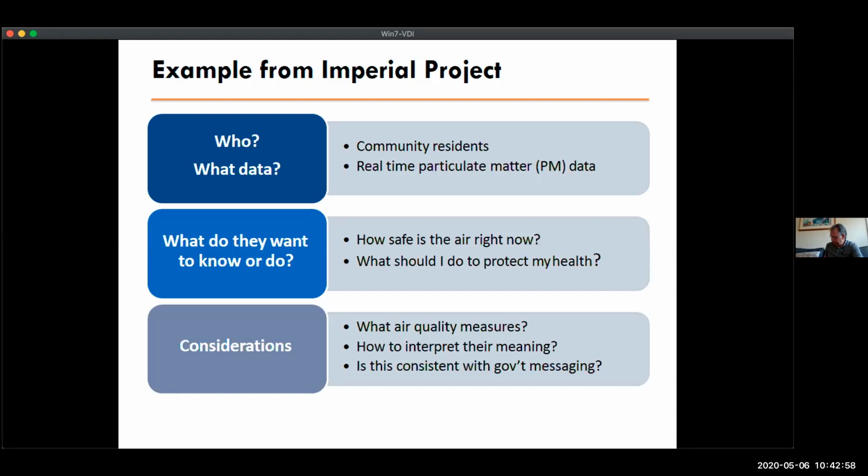Now, we had to take into consideration what air quality measures and what we can measure with our low-cost sensors. How can we interpret that data and make it meaningful for them to be able to use it? And was this going to be consistent with the government messaging? Local politics here played a part in the way some of these things were decided, as they were part of the technical advisory committee.